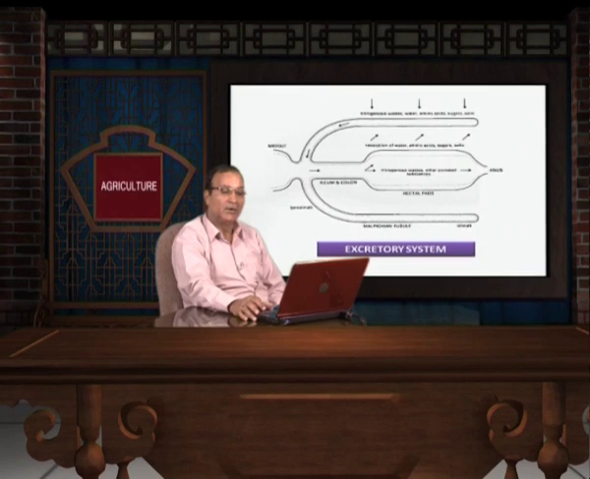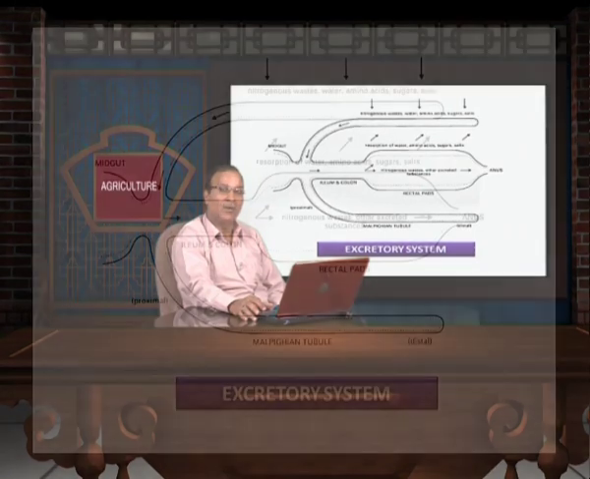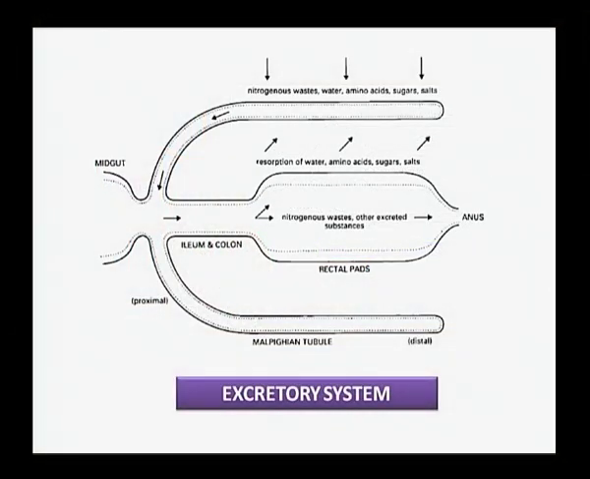So, this is the structure of the Malpighian tubule. You can see the enlarged view of the Malpighian tubules. These Malpighian tubules help in the excretion of the nitrogenous waste products, which is written on the upper side of this slide. Amino acids and sugars and salts are all excreted through the Malpighian tubules.